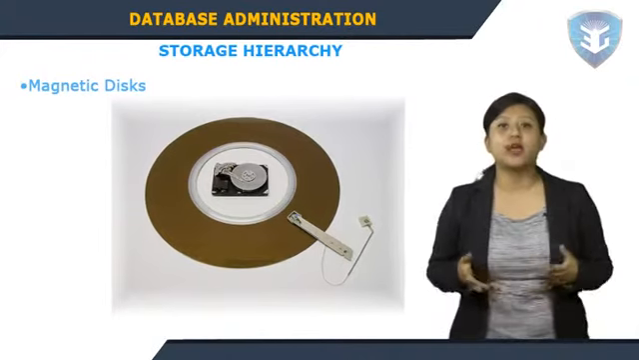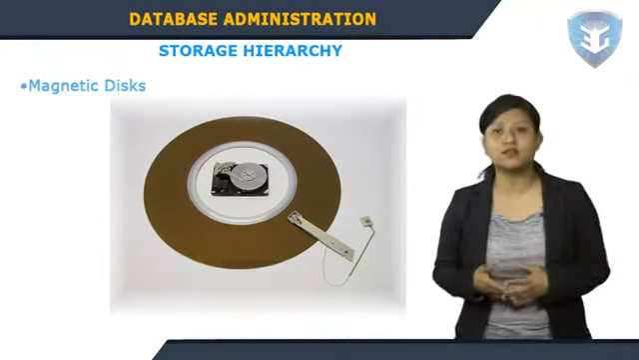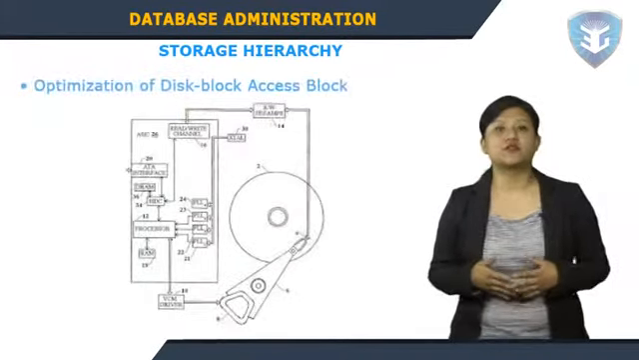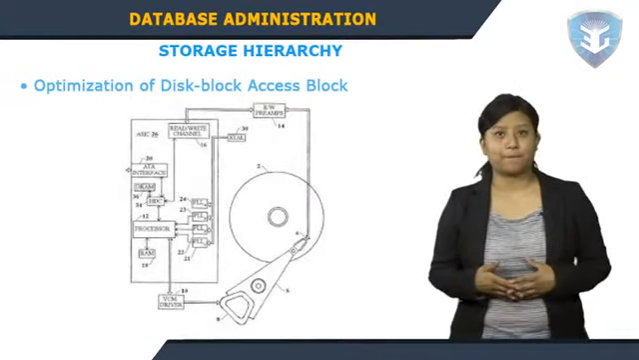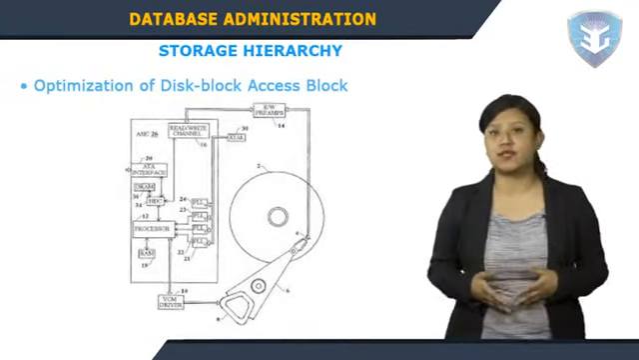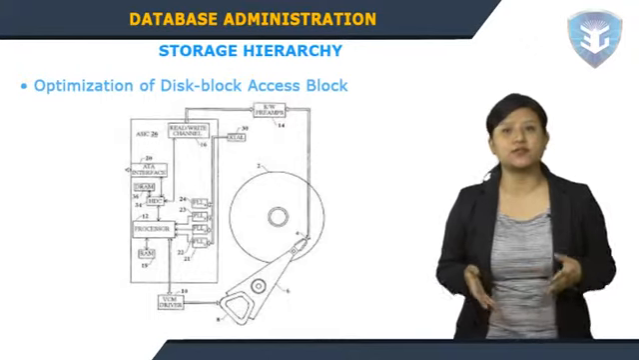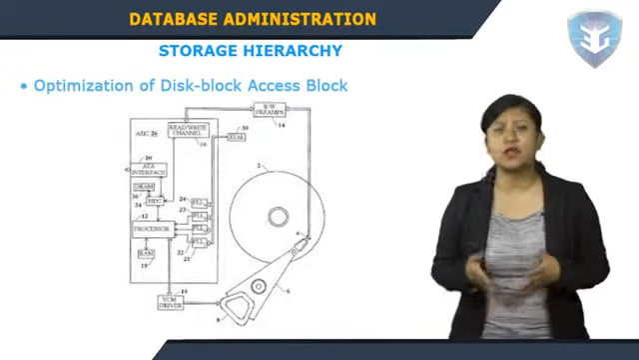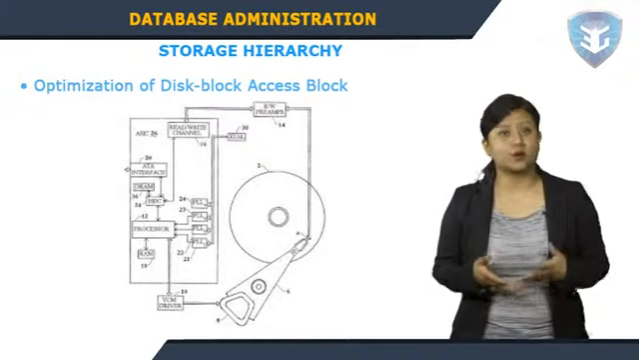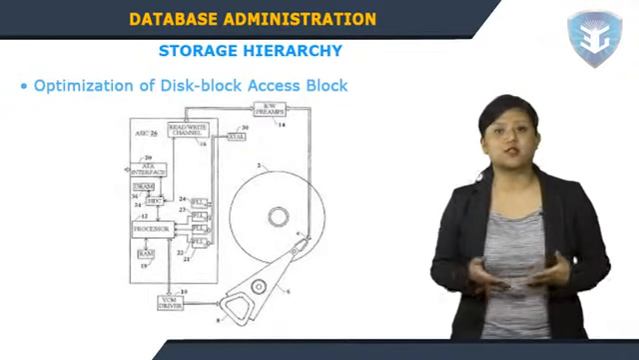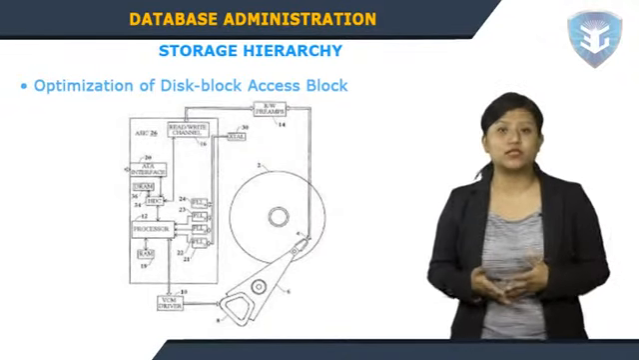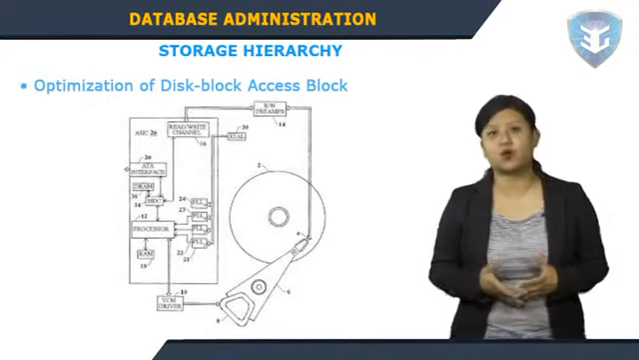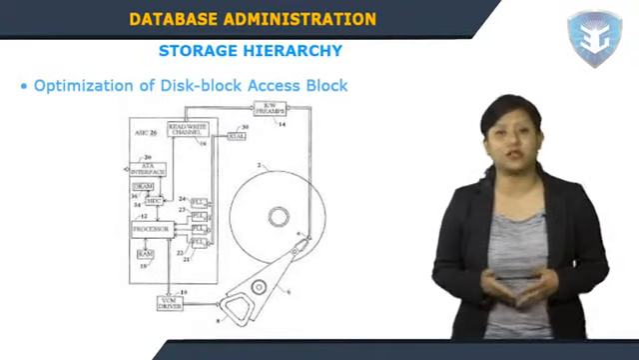Disk controller: interfaces between the computer system and the disk drive hardware. Optimization of disk block access. Block: a contiguous sequence of sectors from a single track. Data is transferred between disk and main memory in blocks. Block sizes range from 512 bytes to several kilobytes. Smaller blocks mean more transfers from disk; larger blocks mean more space wasted due to partially filled blocks. Typically, block sizes today range from 4 to 16 kilobytes.